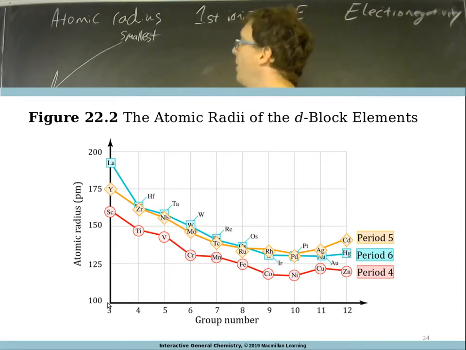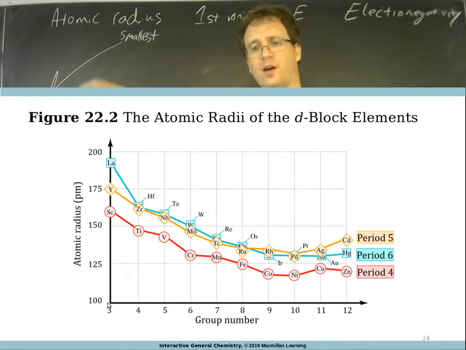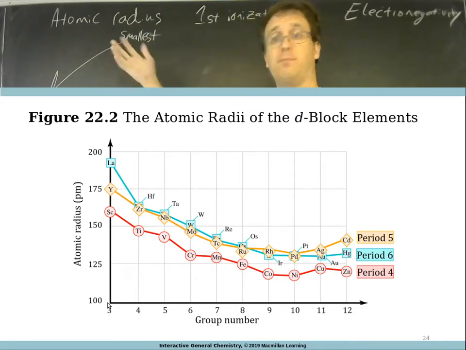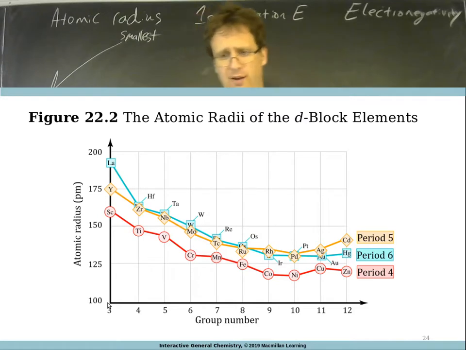And then as you go down, the elements should get bigger. And we do see that for at least most of the elements, row 4 is the smallest, and row 5 is the middle, and row 6 is the greatest. But there's a good handful where row 5 and 6 have switched places.